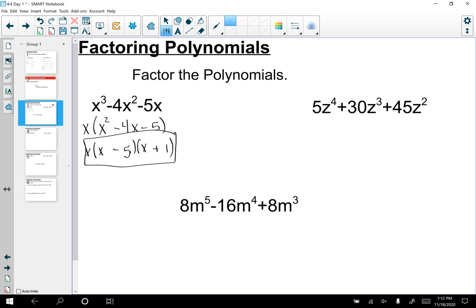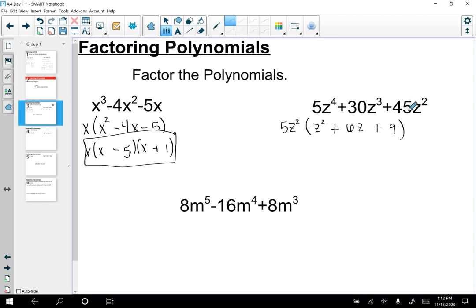them correctly. Okay, so I see I can factor out a z squared here, right? There's a z squared in all of these, so I can go ahead and pull that out. What I also notice is a 5 in common. So I can pull out that. So 5z to the fourth, I pulled out 5z squared. So I'm only left with z squared. And then this will turn into a 6z and plus 9, right?